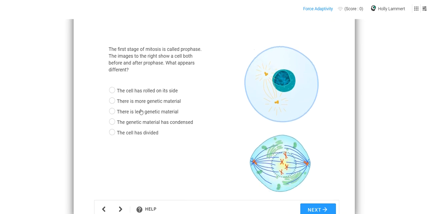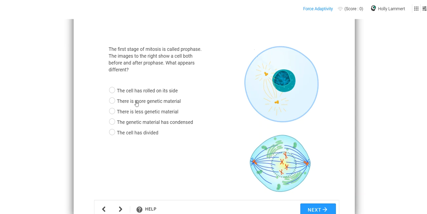Prophase. The first stage of mitosis is called prophase. The images to the right show a cell both before and after prophase. What appears different? Okay, so here's before, and then there is after. So I see these little spindly things have moved to the opposite sides of the cell, and then the nucleus, I can see that starting to dissolve, and I can see my chromosomes now.